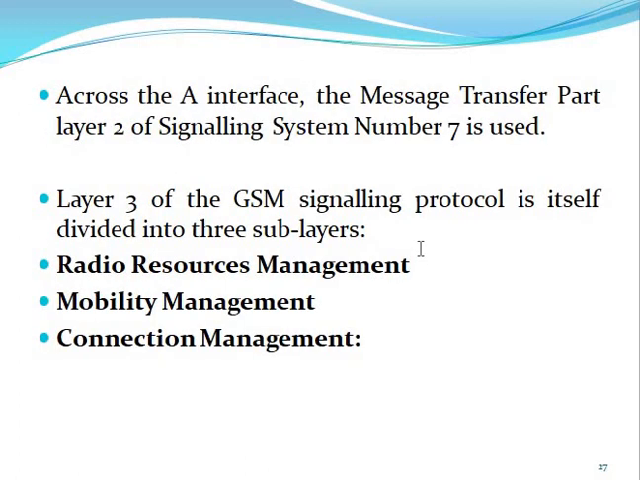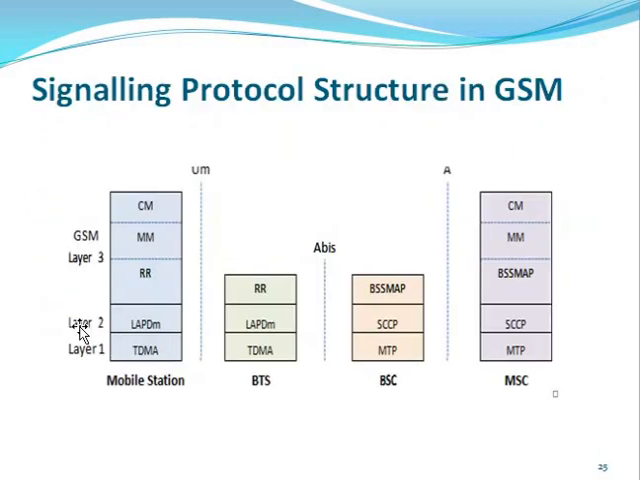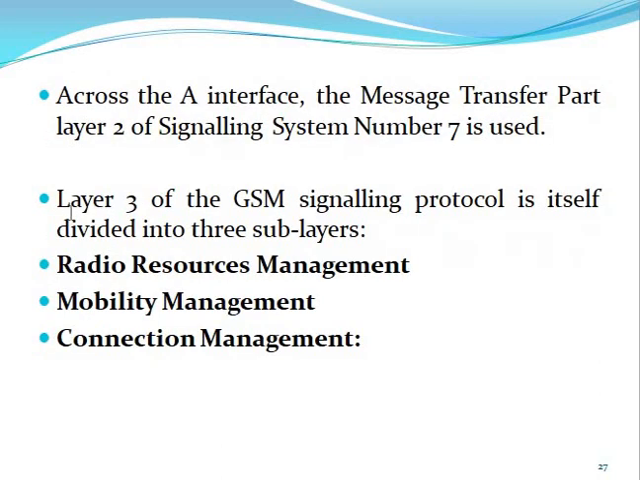Now the next layer. Across the interface, the message is transferred as part of layer 2 and the signal is received. So in layer 2, the message is transmitted to layer 3, and all the information is passed to layer 3. So layer 3 is the GSM signaling protocol. It is divided into 3 sub-layers: radio resource management, mobility management, and connection management. So what is radio resource management? It is how all the radio signal information is managed.